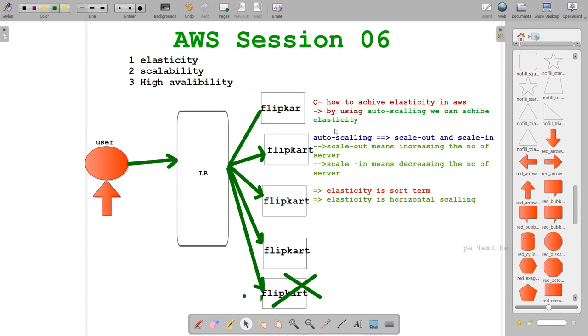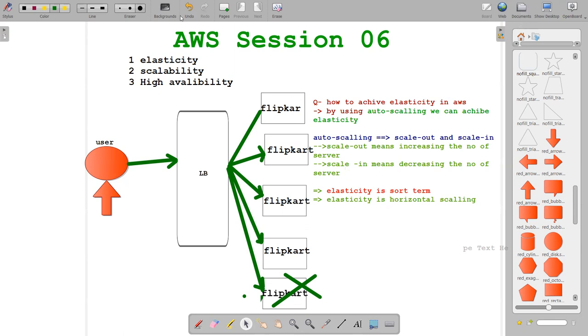When the traffic is more, they will increase the number of servers. Here, the number of servers is increasing. We are not increasing the capacity of the servers, like this is 4 GB RAM and we are not making it 5 GB. We are only increasing the number of servers, not the capacity of the servers.